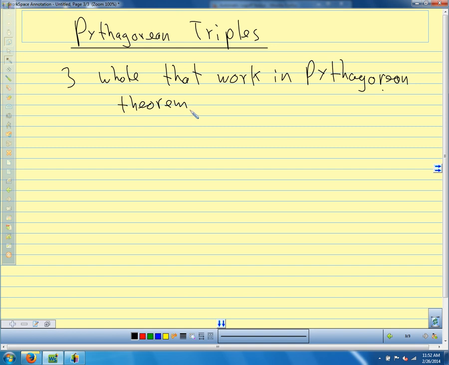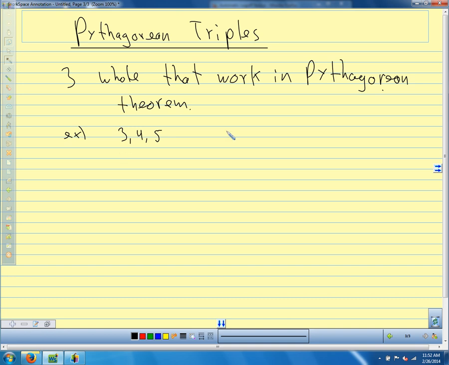One of the easiest ones, one that a lot of people remember, is 3, 4, 5. So the numbers 3, 4, and 5 work in the Pythagorean theorem. 3 squared is 9, 4 squared is 16, 9 plus 16 is 25, and that's 5 squared. So that triple of numbers works in the Pythagorean theorem.